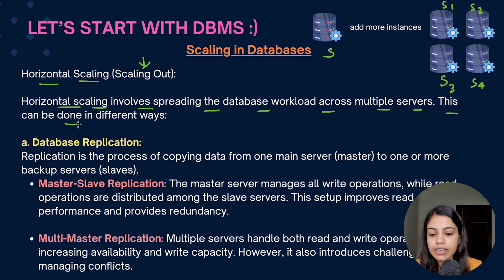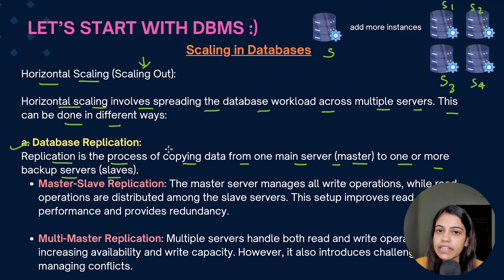Now this can be done in different ways. The first one is database replication. Replication is the process of copying the data from one main server, the master, to one or more backup servers, the slaves. I told you earlier that in database replication we deal with master slave architecture, where the master handles all the write operations and the slaves handle all the read operations. So in master slave replication, the master server manages all the write operations, while the read operations are distributed among the slave servers.